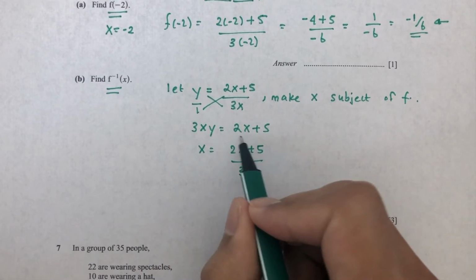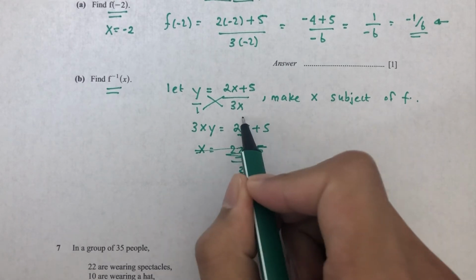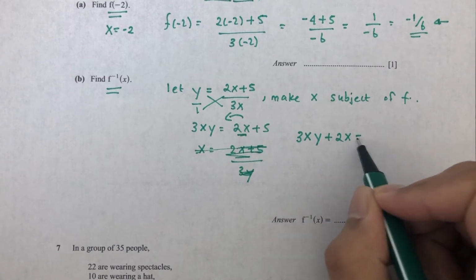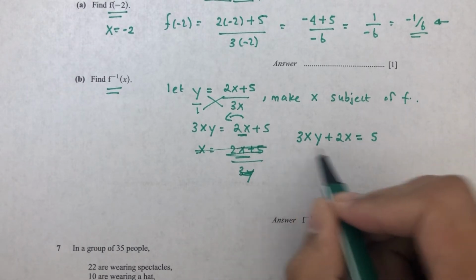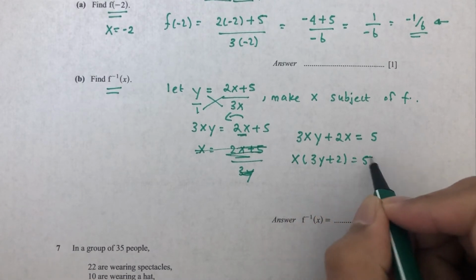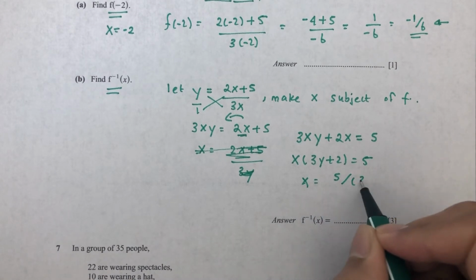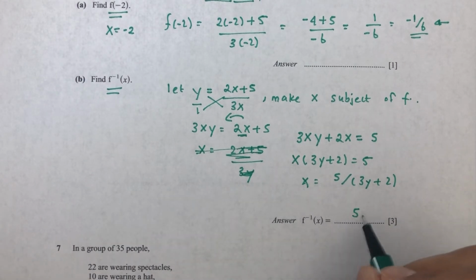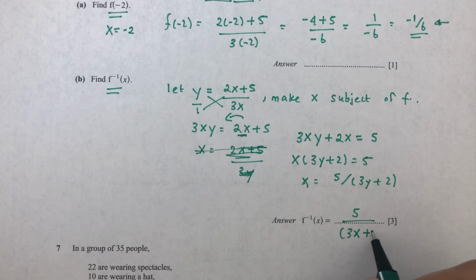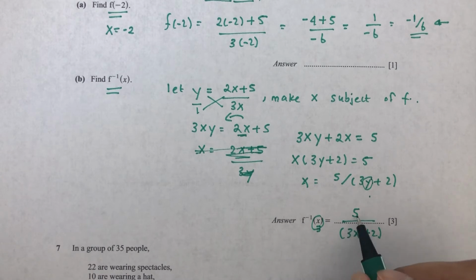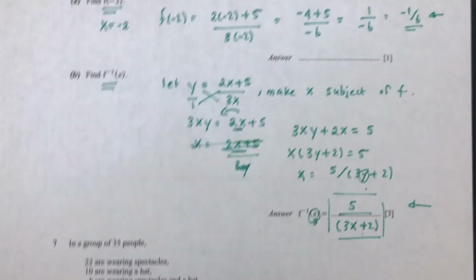No, I made a mistake because we have x here, so it's not good. We have to send x on one side. So we will have 3xy minus 2x equal to 5. So now we have to group the x together. We will have x times 3y minus 2 equal to 5. x will be 5 divided by 3y minus 2. Thus, the inverse function will be 5 divided by 3x minus 2. We just have to replace the value of y by x because it is in terms of x. So the answer will be 5 divided by 3x minus 2 for the inverse function of f of x.